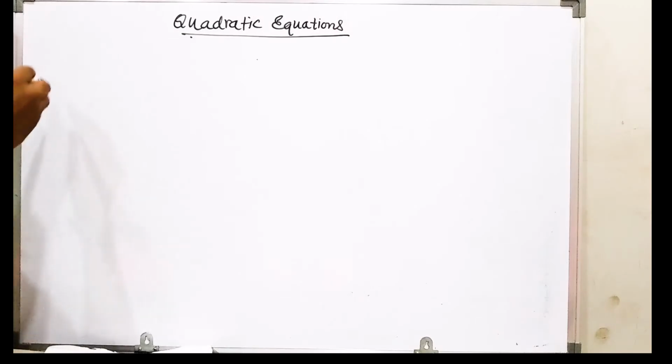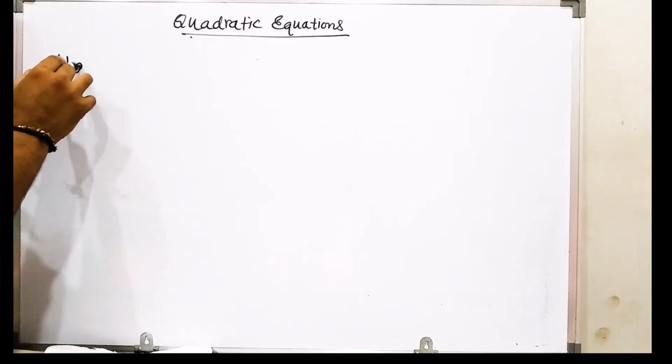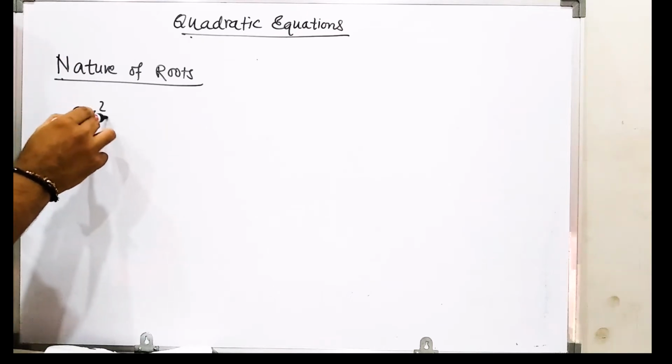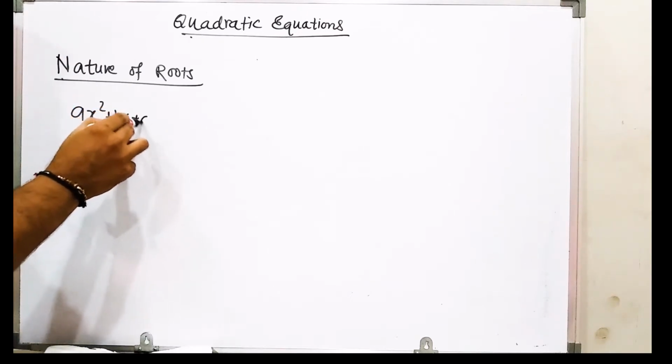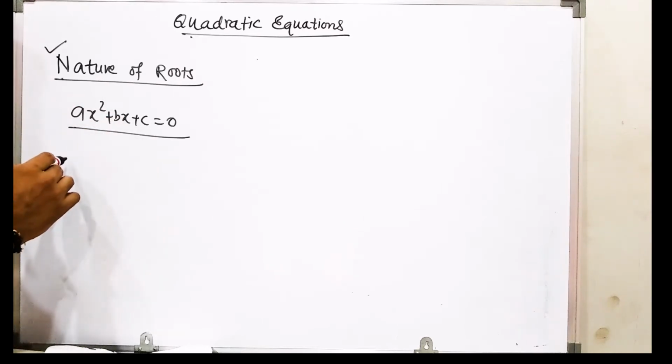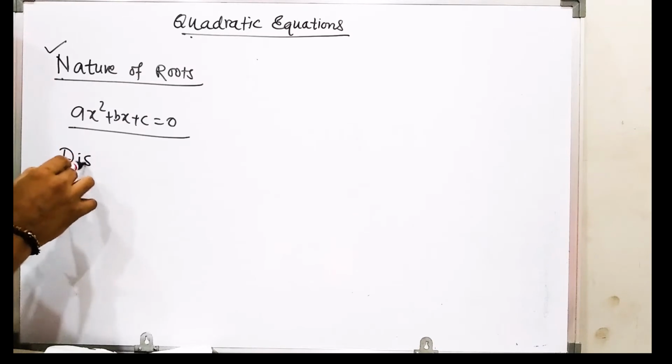Now the third important topic in this chapter is nature of roots. When the quadratic equation is given, let us say ax square plus bx plus c is equal to 0, instead of blindly finding the roots of the equation, if I know the nature of the roots, then I can skip the further procedure. So to determine the nature of the roots of the equation, we need to know the discriminant.